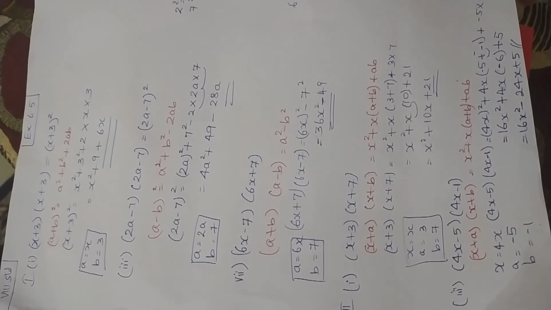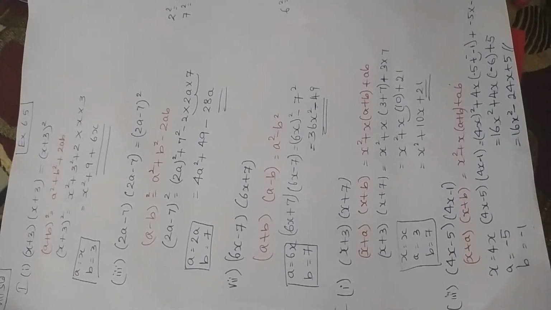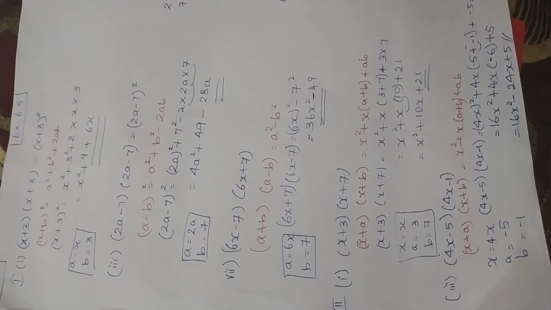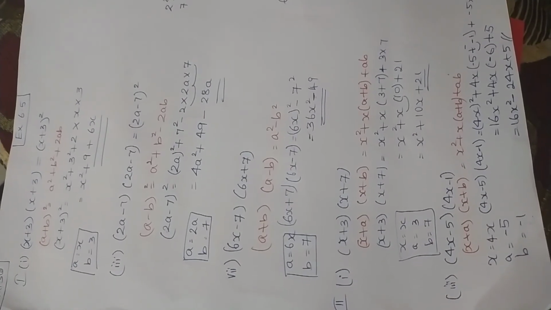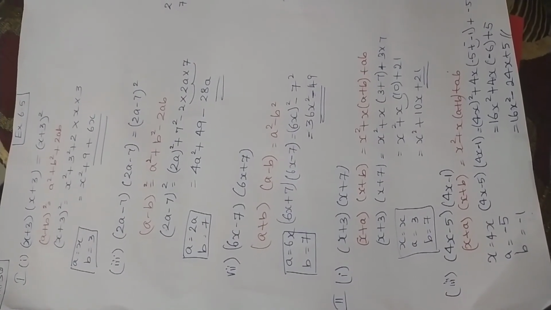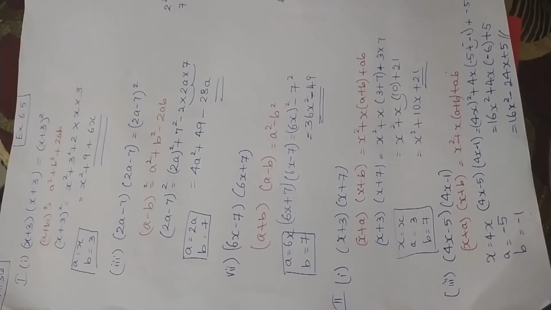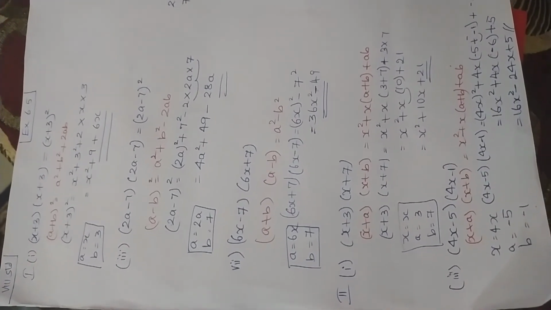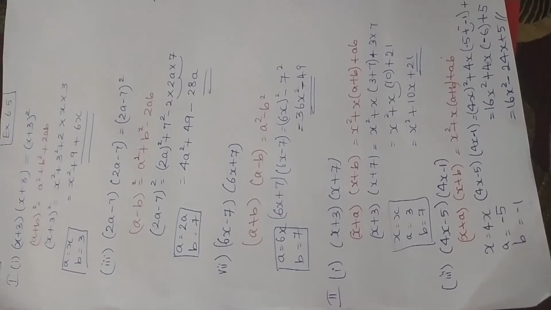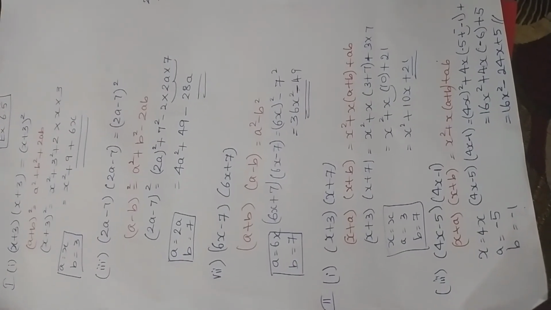The third problem we did using the identity (a + b)(a - b) is equal to a squared minus b squared. In the fourth problem we did using the identity (x + a)(x + b) is equal to x squared plus x into (a + b) plus ab. So we have used all the four identities and I have taught you how to solve the problems. Connected to these problems, you will have many more problems in your textbook which you should solve on your own.